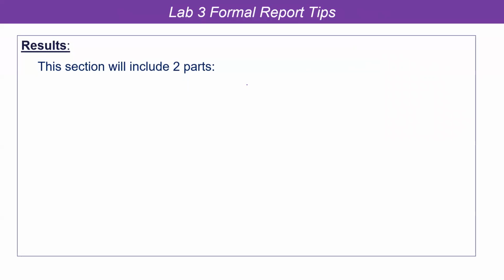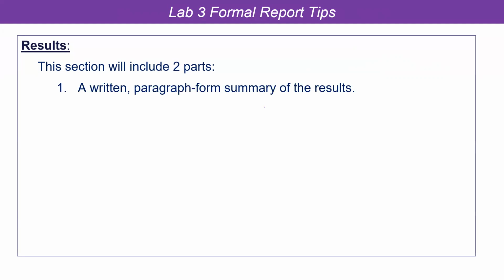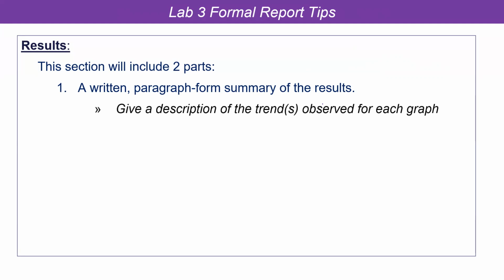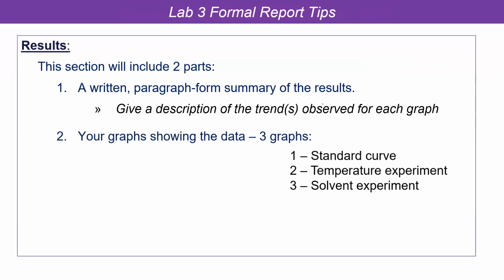The results section is going to have 2 parts. The first part is a written part, and this is a paragraph form summary of the results. I'll talk about that in a minute. But this is basically a description of the trends that you observe in your graphs. And so the graphs, of course, are part 2. If you recall the experiment, we are making 3 graphs in this experiment. The first one is the standard curve, the second one is the temperature experiment, and the last one is the solvent experiment.